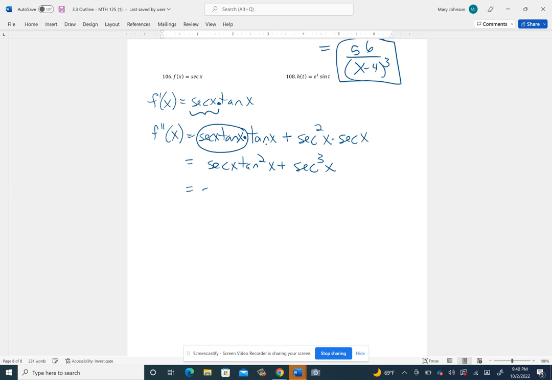All right, there is a secant x that I could pull out of both, and I would have tangent squared x plus secant squared x. But there's no nice, easy identity that would be equal to that. So this would be your final answer on that one.